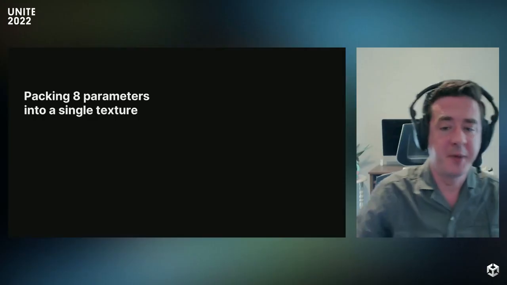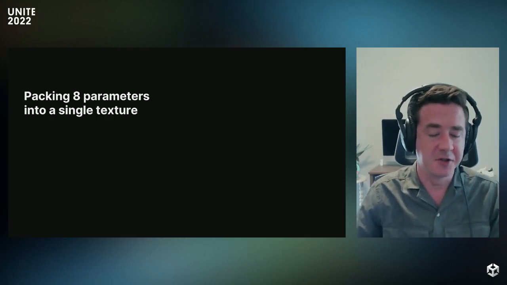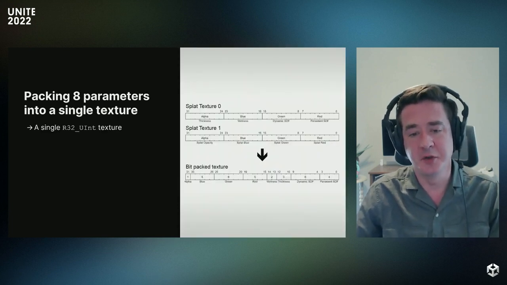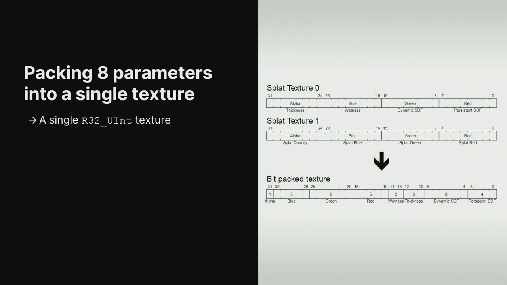So, packing 8 parameters into a single texture, because remember we wanted to try and get down from those 2 textures for our splat data to 1. What we ended up using was a single R32 unsigned integer texture. And you can see in the diagram here how we basically allocated bits within those 32 bits to all of our 8 parameters. So persistent SDF now just uses 4 bits, the dynamic SDF uses 6, thickness uses 3, wetness uses 2, and then we use 565 for the color and a single bit for alpha.